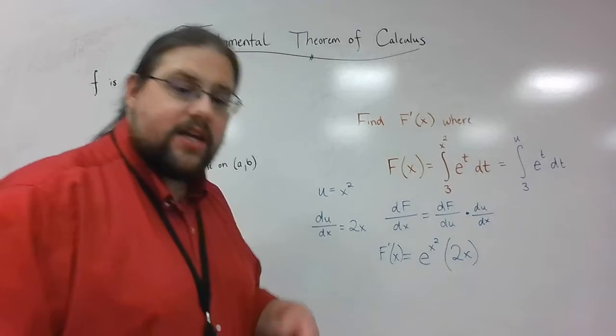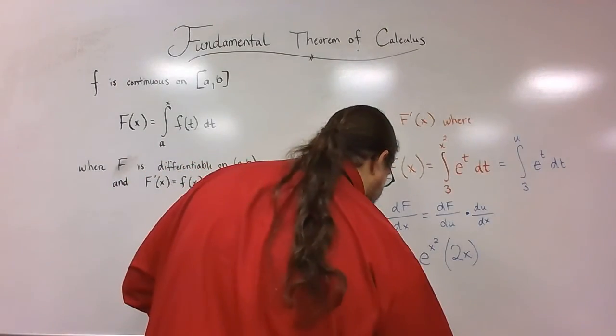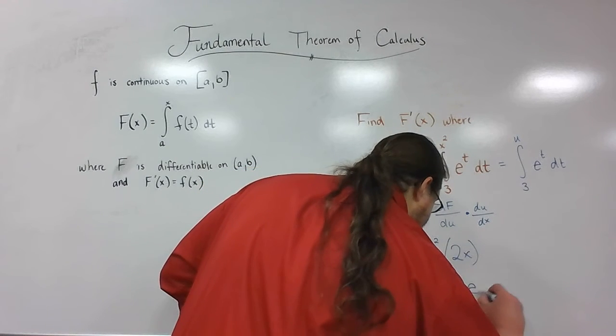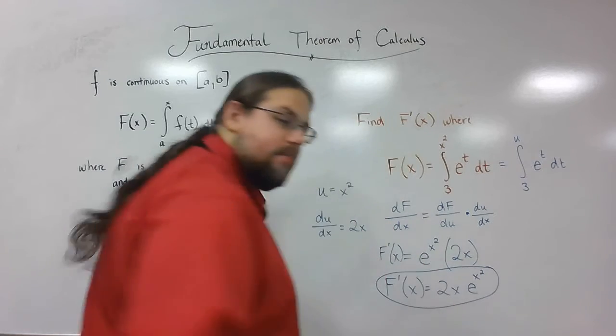Now there is one thing, I probably want to rearrange the terms a little bit just so everything works out a little bit prettier. I'm going to rewrite it with the 2x in front, and then it's going to be e to the x squared in the back, and that's going to be my final answer.